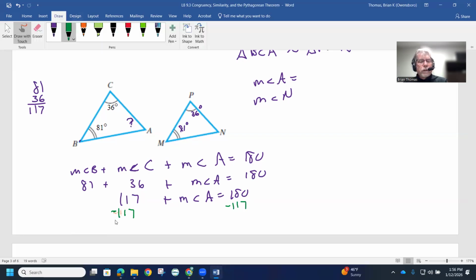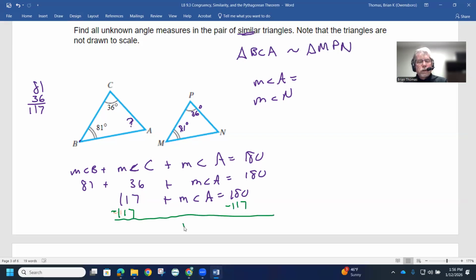So in doing so, we're going to have a new equation that says the measure of angle A is going to equal, well, what's 180 take away 117? Or what can you add to 117 to get 180? I'm kind of a little fuzzy on that one, so I'm just going to do a little bit of borrowing. 10 minus 7 would be 3. 7 minus 1 would be 6. Does 63 plus 117 get me back to 180? Yeah, that does. So the measure of angle A would be 63 degrees.